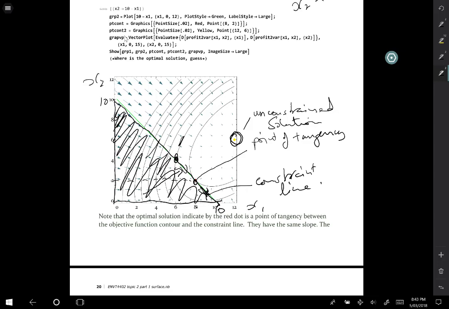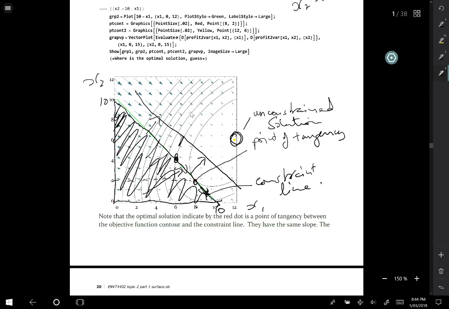So the general rule for these constrained optimization problems is, as long as the objective function is nice and well behaved, and as long as the constraint line is linear, then you're going to find a nice well-behaved optimal solution, which is one of these points of tangency. Okay, so that's what's going on here.